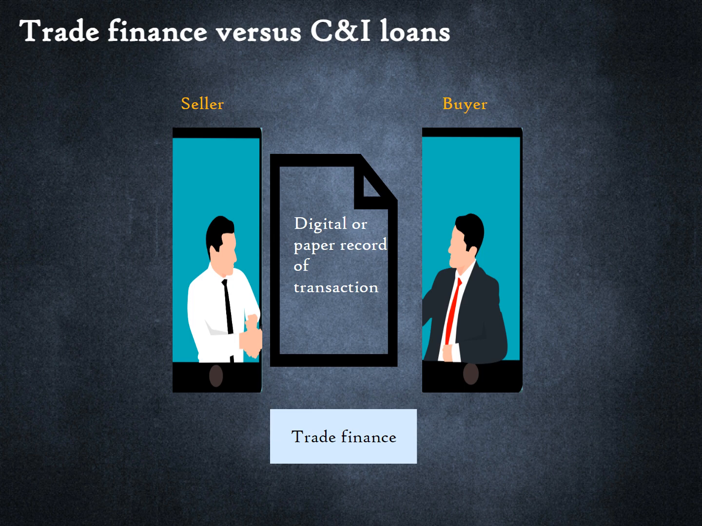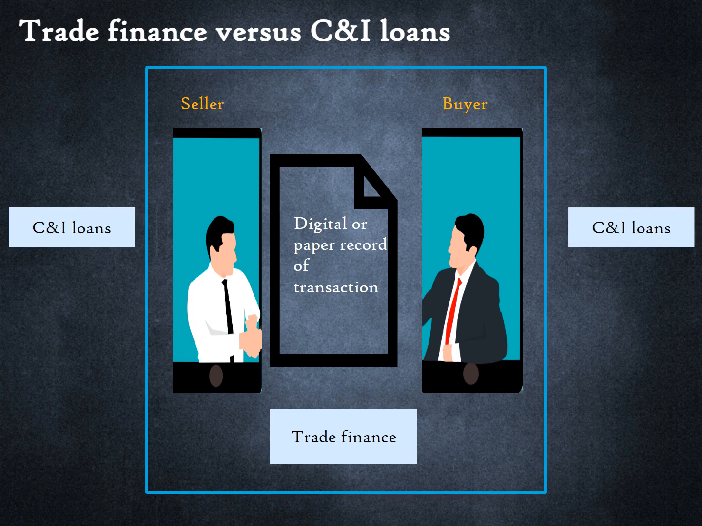Trade finance can be seller-focused or buyer-focused. In the previous example, lending to the manufacturer against invoices raised on dealers was seller-focused. Lending to the dealer based on the same invoices was buyer-focused. There are activities that a seller and the buyer perform outside the life cycle of that transaction, like manufacturing, marketing, R&D. C&I loans are thus not tied to financing of transactional activity.